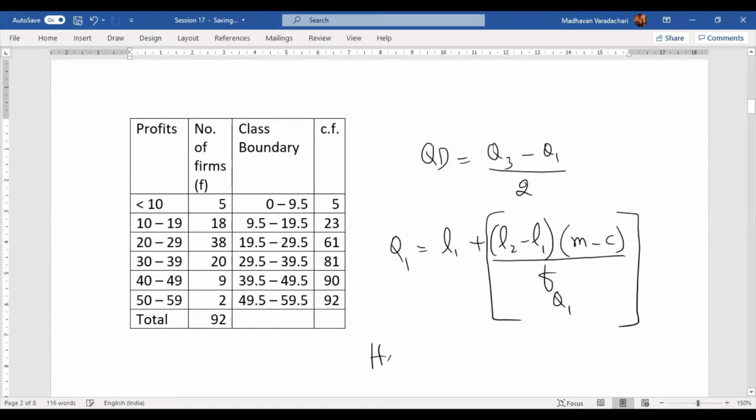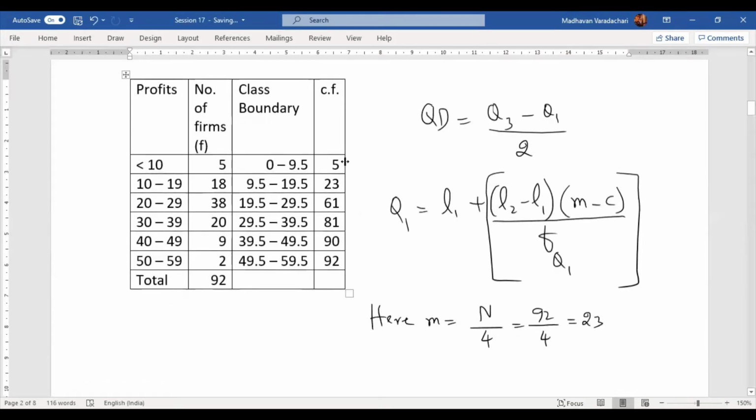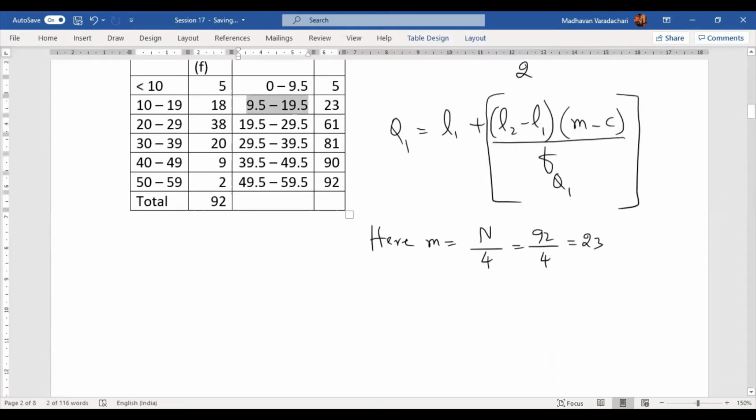Here, small m is capital N divided by 4, which will be 92 by 4. So what is 92 by 4? It's 23. So now we need to identify what is this Q1 class. Up to 5, 23 won't occur. Up to 23, yes, it will occur. So our quartile 1 class is this. I can say Q1 class is 9.5 to 19.5.